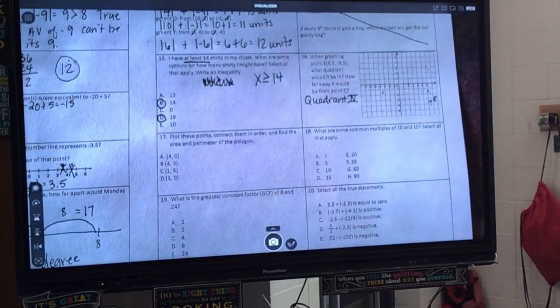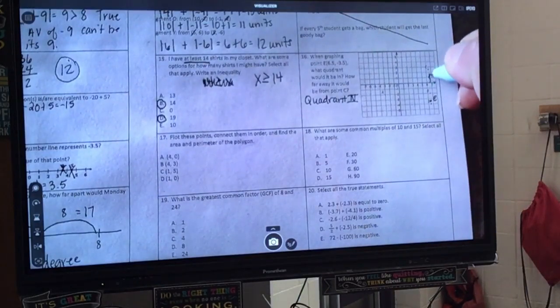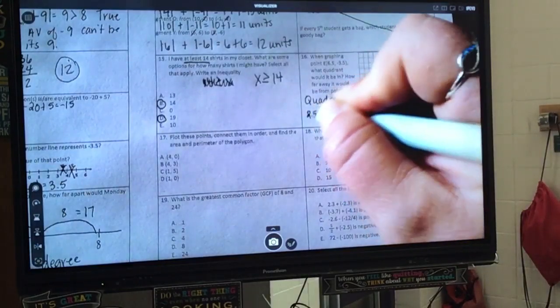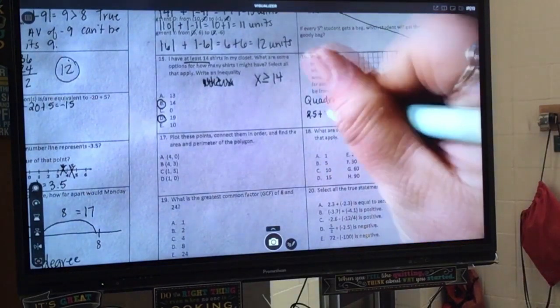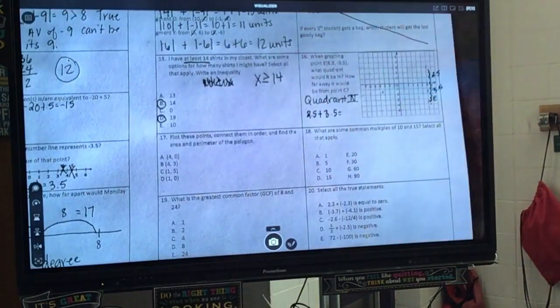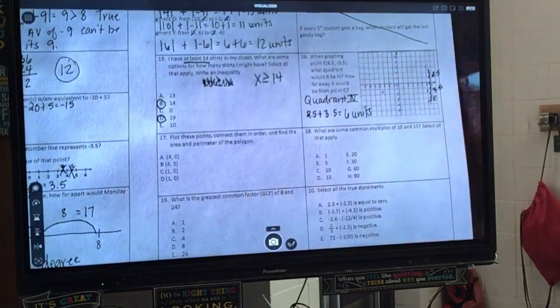Alright, so this is kind of one of those things, finding the absolute value from one point to 0 and then the other point to 0, or just counting. I like finding the absolute value, I feel a little bit more comfortable, so I have 2.5 plus 1, 2, 3.5. So 2.5 plus 3.5 gives me what? Raise your hand. Emma? 6. So 6 units apart.